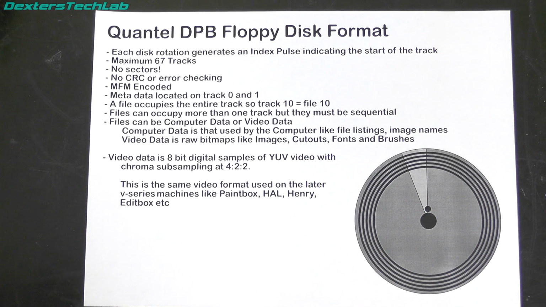There are two types of data that get written to the disk. These are computer data, and that is data that's used by the actual computer cards. So this is generally things like metadata, file listings, image names, sizes of bitmaps, that kind of thing. The other data that's stored on the disk is called video data. Now this is actual raw bitmaps of images. These are full screen images, cutouts, fonts and brushes, and also things like stencils, that kind of thing.